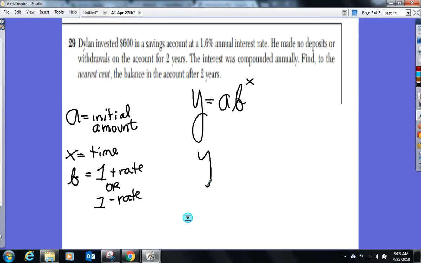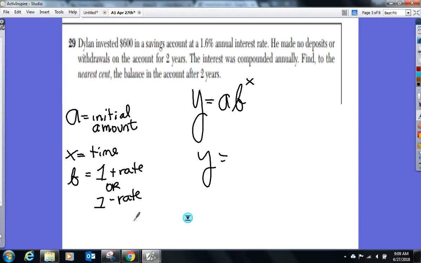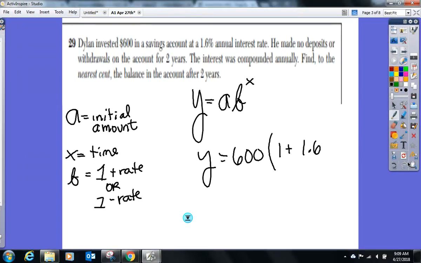All right, here we go. Initial amount. Jack, what's my initial amount? 600. Times, what'd you guys tell me? This is increasing, right? 1 plus the rate. The rate's 1.6, but absolutely not. Not when you plug it into an equation. You need it in decimal form. So 1.6, please, in decimal form.